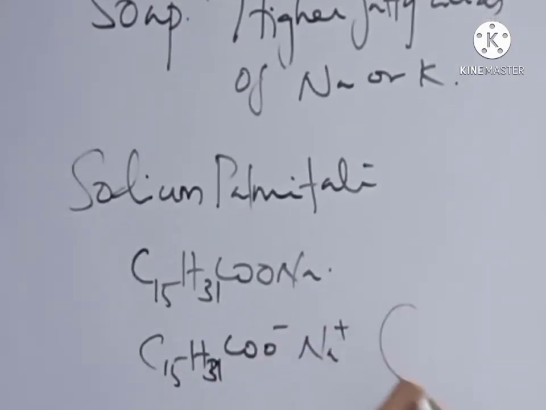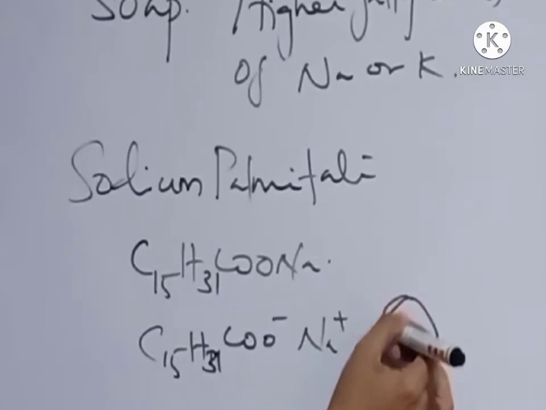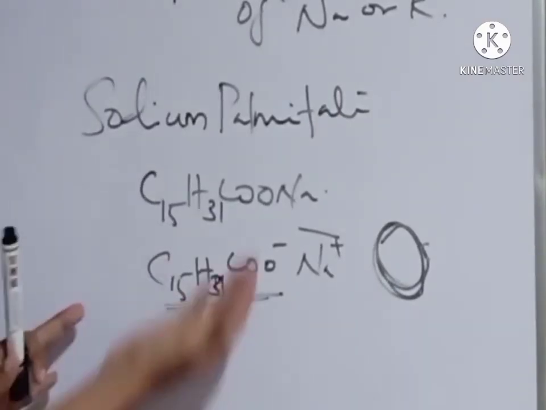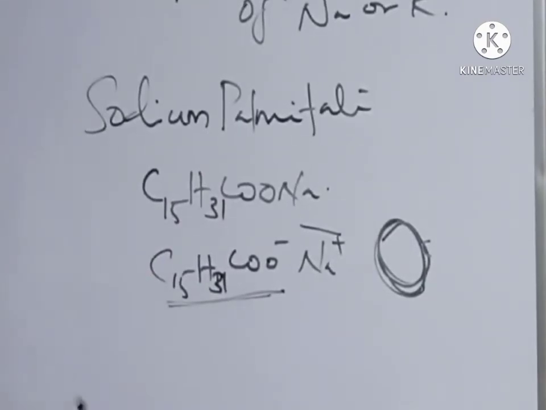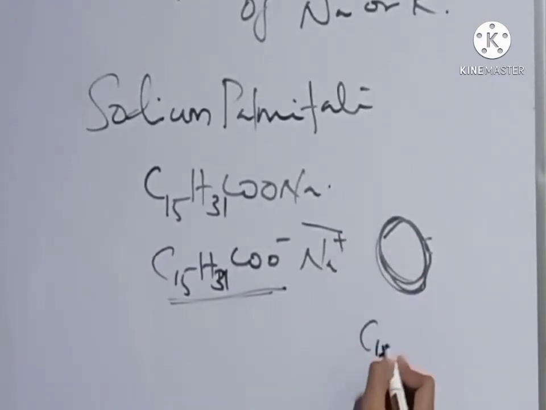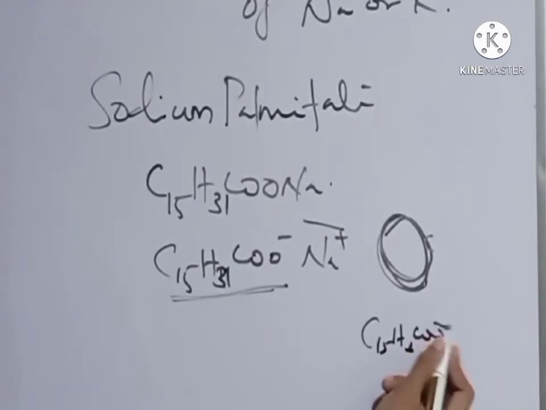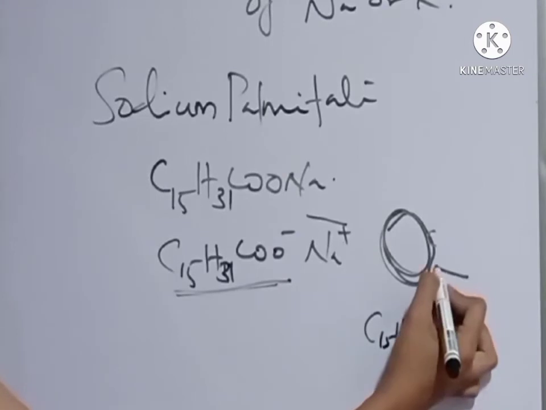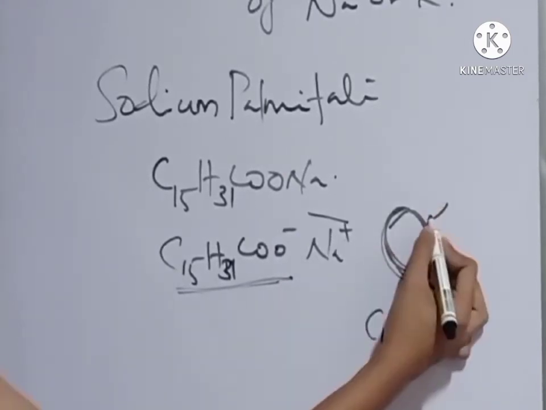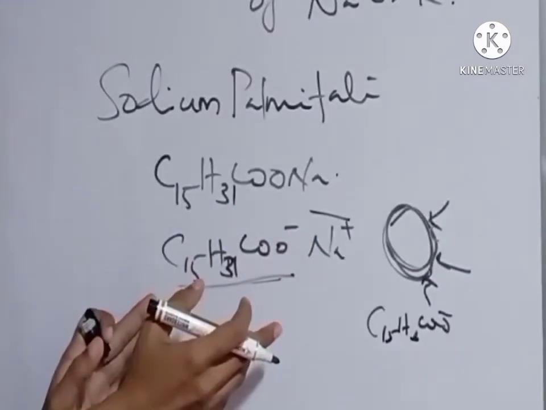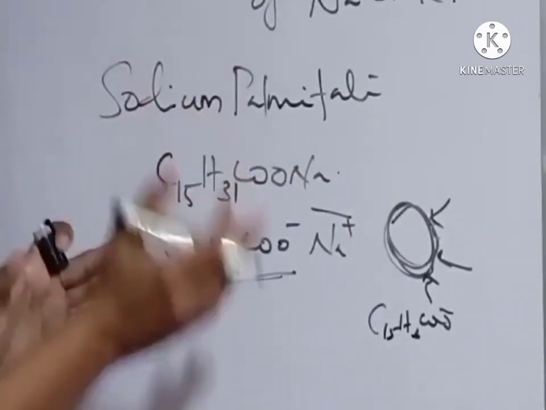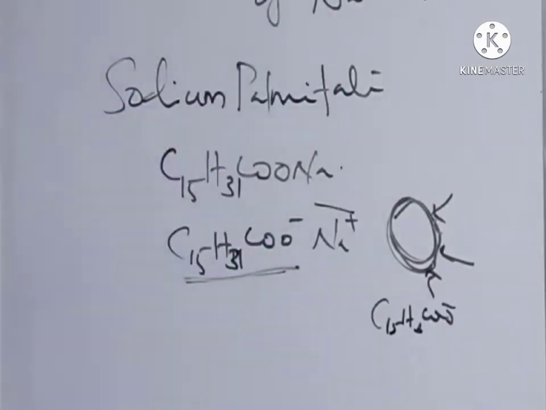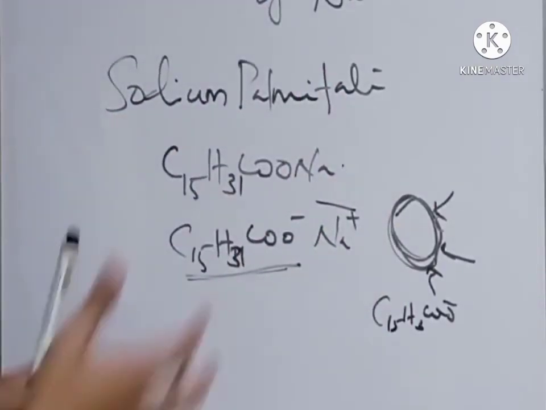So, in soap, what happens here is the dissociated negative ions, that is C15H31COO- ions, will be associated or aggregated over the surface of the colloidal particle. So, the dissociated ion from the colloidal particle itself associates over the surface, and that leads to the formation of charged particles.